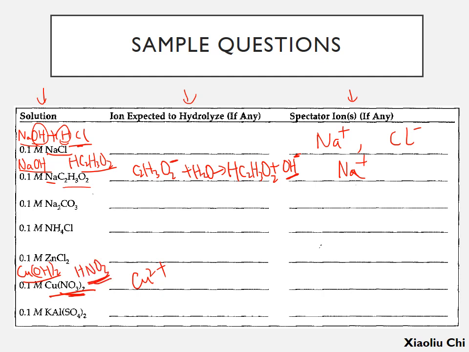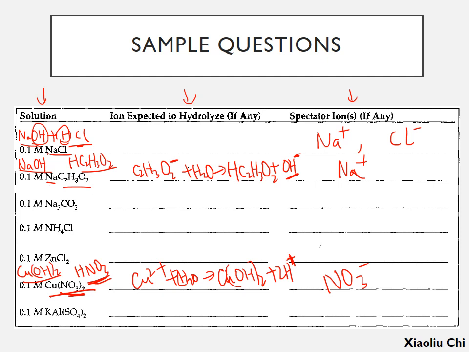Okay, nitric acid is a strong acid, so the nitrate ion is a spectator ion. It does not hydrolyze, does not react with water. The copper ion will react with water, forms copper hydroxide, going back to the weak base. At the same time, you need two of them. At the same time, it generates hydrogen ion, making the solution acidic.